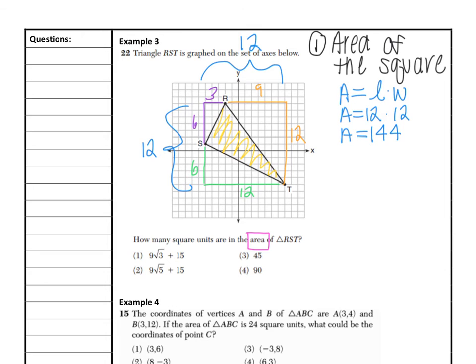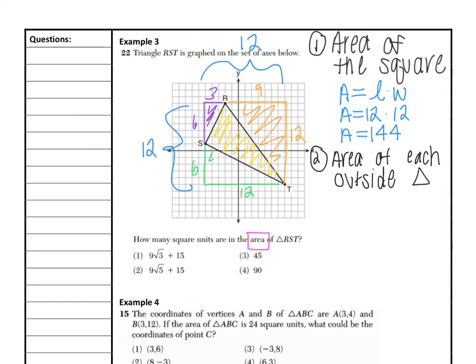But we know that's not actually what we're looking for. So the next thing I'm going to do is find the area of each outside triangle. So I'm going to find the area of my purple triangle, my orange triangle, and my green triangle, because if I can find those 3 areas, I can then subtract them away from our total area of 144 to get our final answer for what must be left over in the middle.